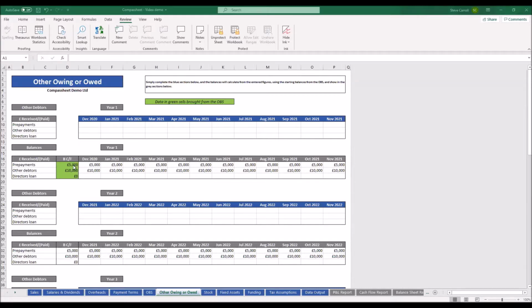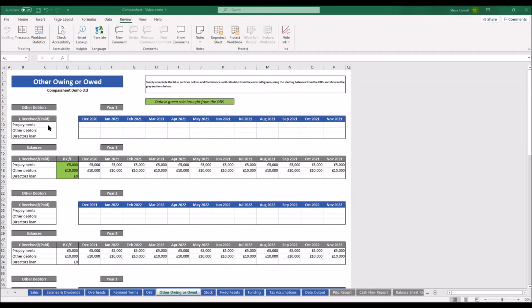So if we look on here, the cells in green are where the brought forward balances are fed through from the opening balance sheet tab. The top half of the tab is classed as other debtors. So other debtors are amounts that are owed to the business.